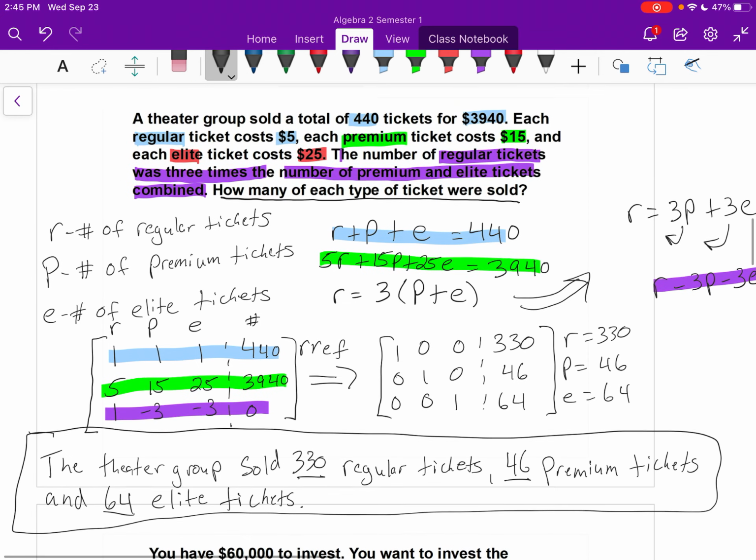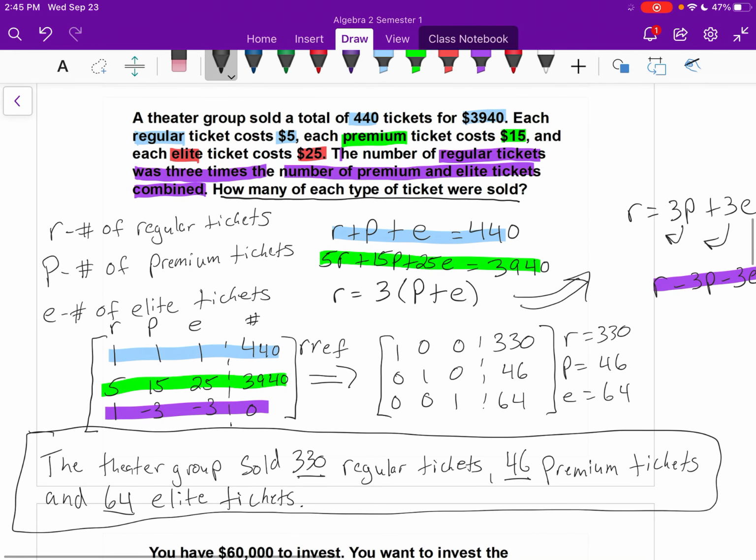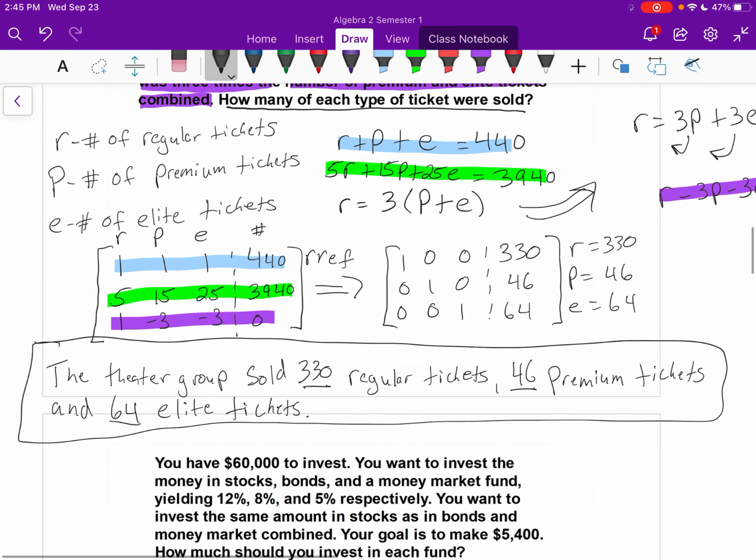Now, always go back and double check: did we actually answer the question? How many of each type of ticket were sold? And we did.